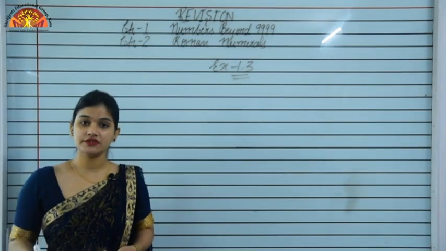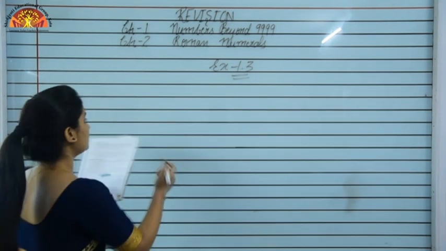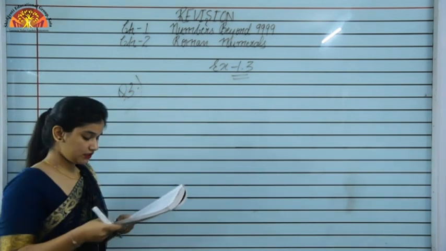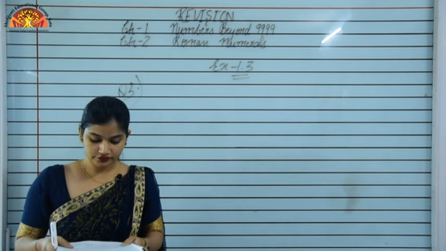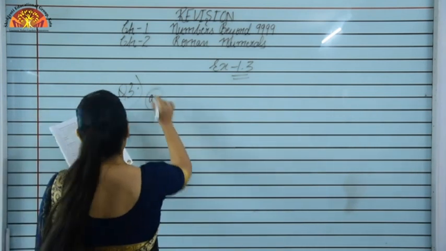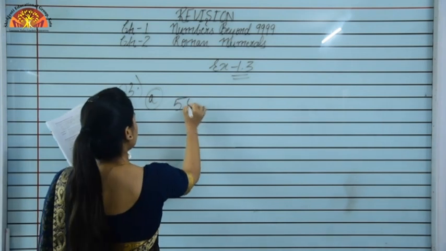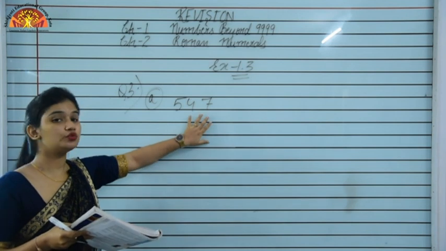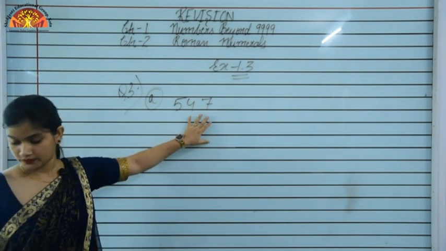Now see the next question. So now students, we are taking question number 3 on page number 13. In question number 3, what is given? Round off the given numbers to the nearest 10. So we take a number, A part, 547 and we have to do nearest 10.